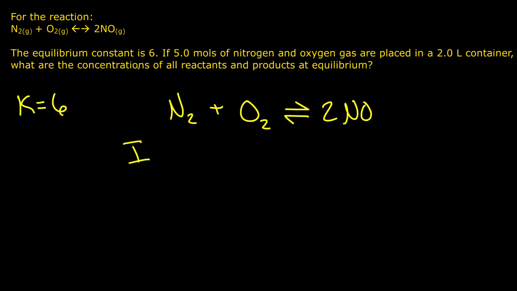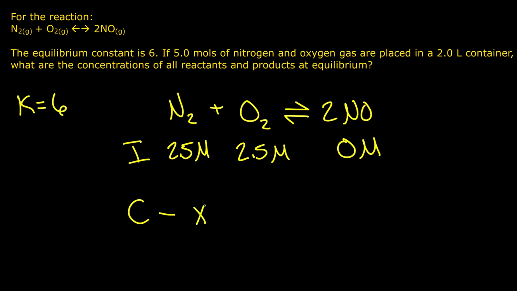Initially, 5 moles of nitrogen in a 2-liter tank. 5 divided by 2 is 2.5 molar. 5 moles of oxygen gas as well in a 2-liter tank, so that is 2.5 molar. And no nitrogen monoxide was mentioned, so just 0 molar.